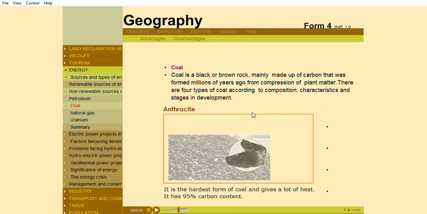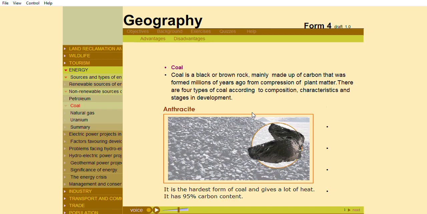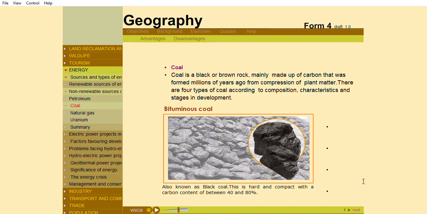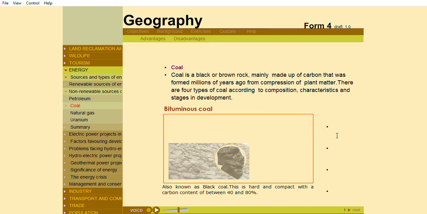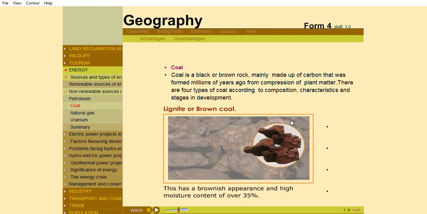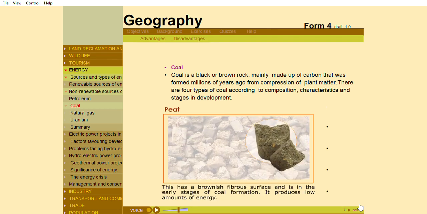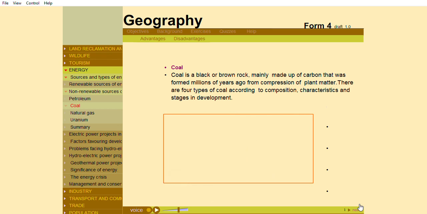Coal. Coal is a black or brown rock mainly made up of carbon that was formed millions of years ago from compression of plant matter. There are 4 types of coal according to composition, characteristics, and stages in development. These are anthracite, which is the hardest form of coal and gives a lot of heat. It has 95% carbon content.